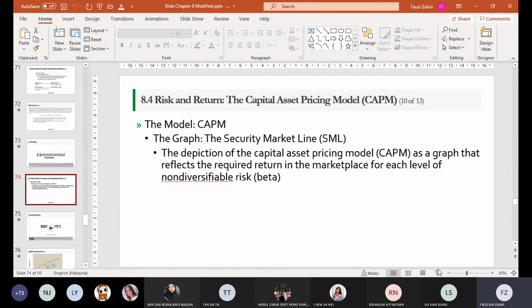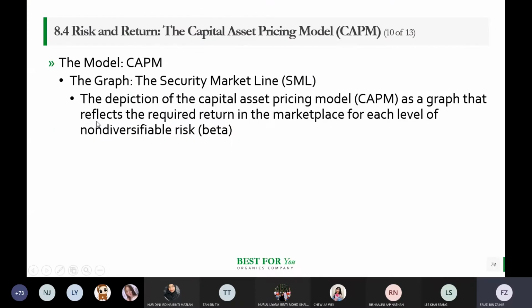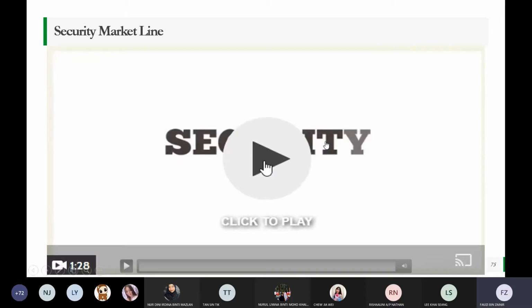Here what it says, the depiction of the capital asset pricing model as a graph that reflects the required return in the marketplace for each level of non-diversifiable risk. So that is what the security market line does. It puts together all the companies with their own betas under one chart, so you can see the level of risk of the company and how it equates with the required return. And let's have a look at this video here.